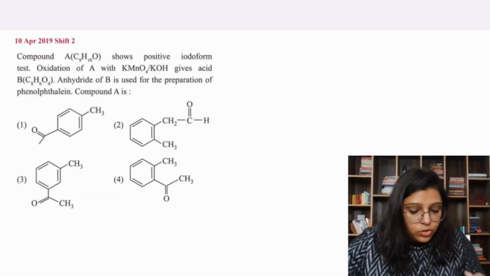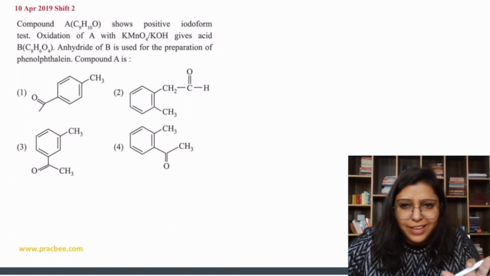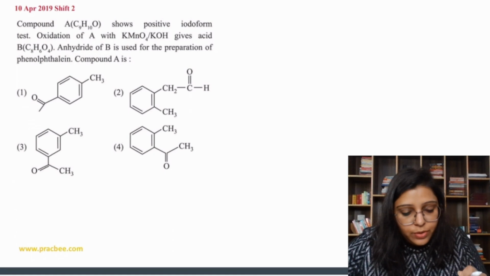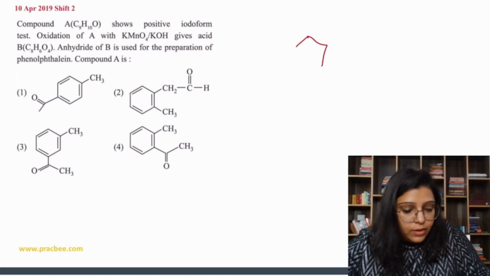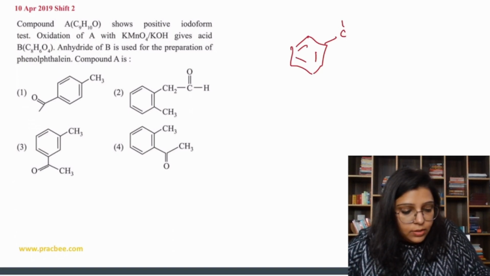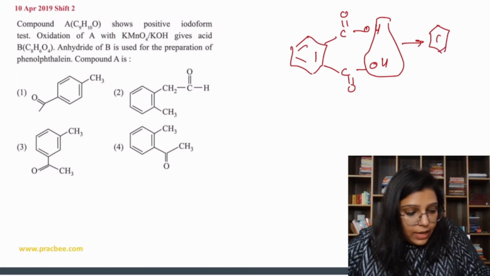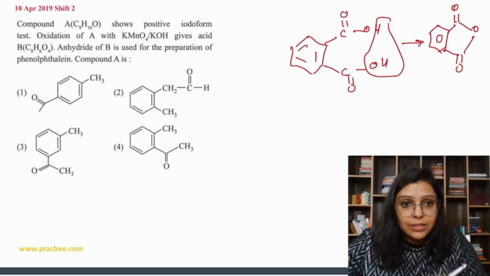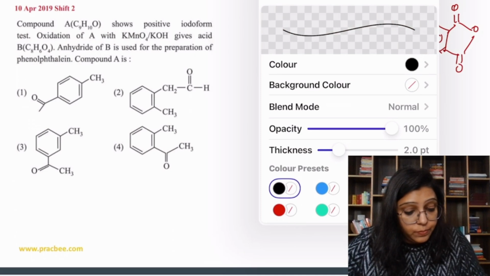Okay. Now next question. Compound A, C9H10O, shows positive test. Oxidation of A with KMnO4/KOH gives acid B. Anhydride of B is used for the preparation of phenolphthalein. So first of all, phthalic acid with C double bond OH and C double bond OH. So it's anhydride when you remove water. So we get phthalic anhydride. So this is used to prepare phenolphthalein, discussed in alcohol, phenols and ether, previous chapter, right? We have discussed questions related to phenolphthalein.